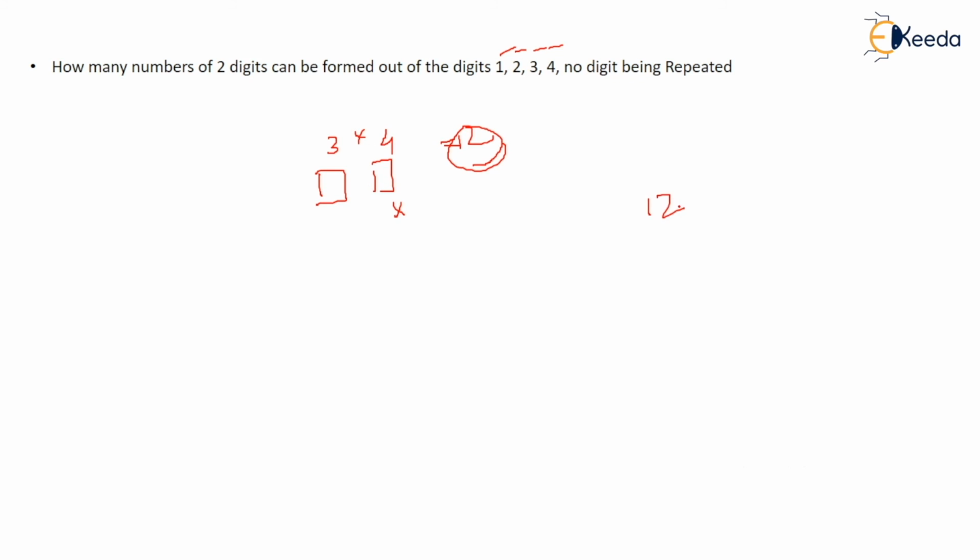You can check by your own. 12, 13, 14, like this, then 21, then 23, like this. You can only make 12 such numbers. So this is the beauty of mathematics. And here they told you no digit can be repeated, so 11 you cannot take. This is how, if you take, you can only make 12 numbers. So you can do this if you know the conditions.